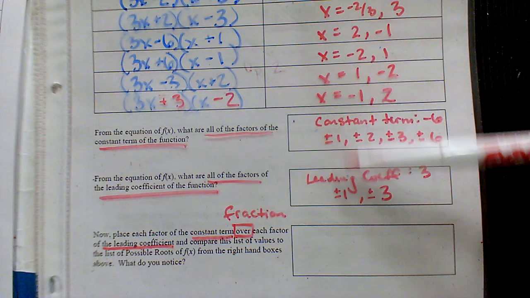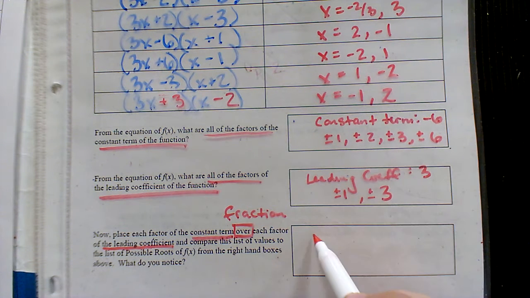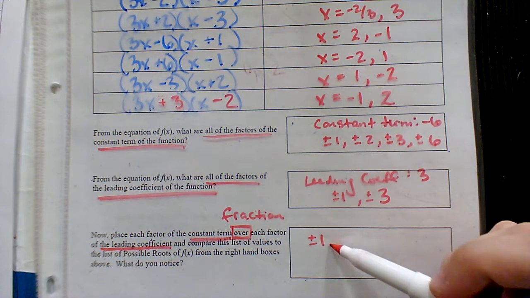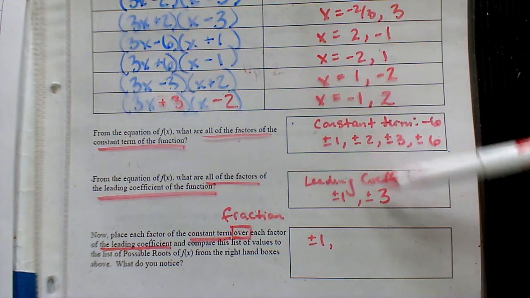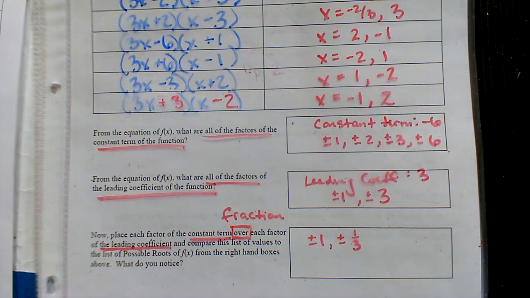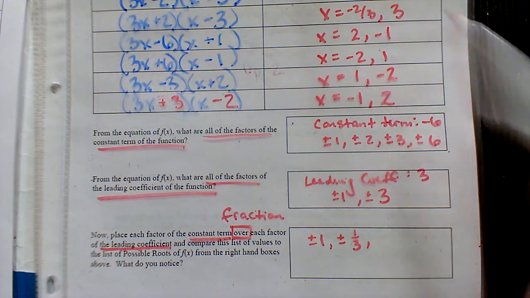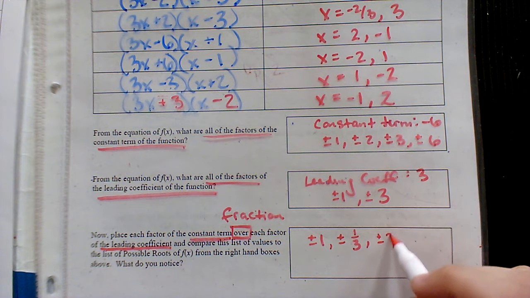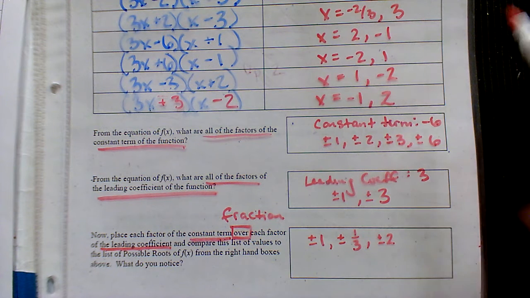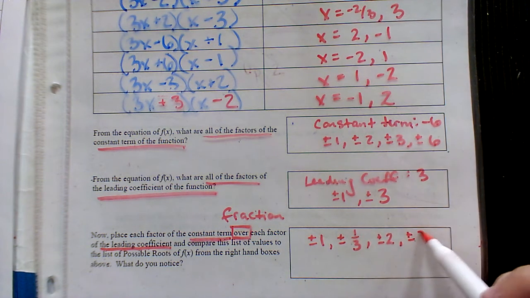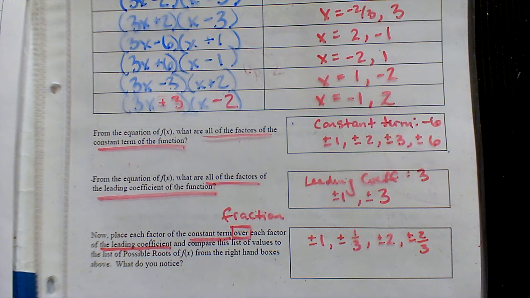What's a 1 divided by 1? That'd be a plus or minus 1, depending what your signs are. What if we did 1 divided by 3? That would be a 1/3, depending on what your signs are. Next, we can do 2 divided by 1, which would be 2, depending on what your signs are. Then we could do 2 divided by 3, which would be 2/3. Positive or negative, depending on what your signs are.